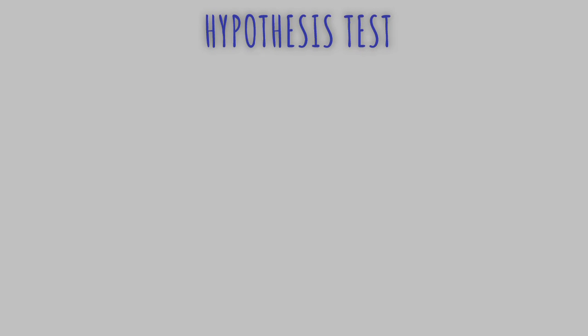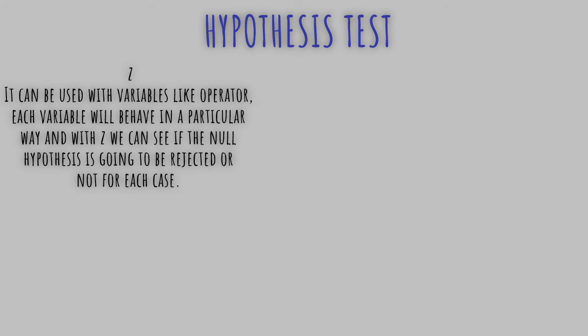For hypothesis testing, we have 3 options. The first one is Z, and it can be used with variables like operator, and each variable will behave in a particular way. And with the Z, we can see if the null hypothesis is going to be rejected or not for each case.